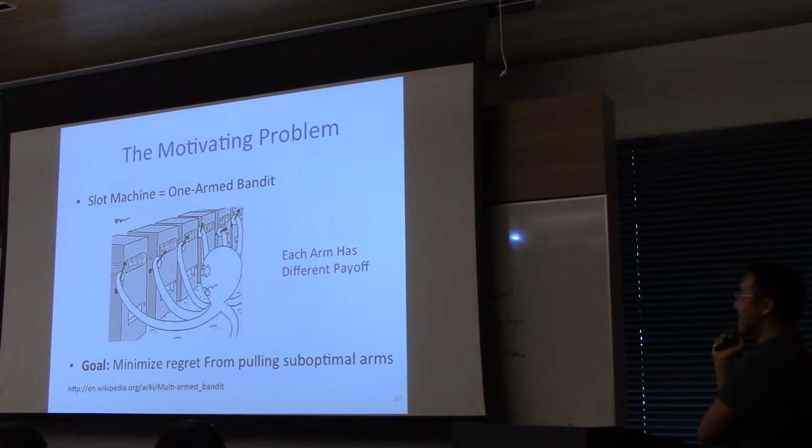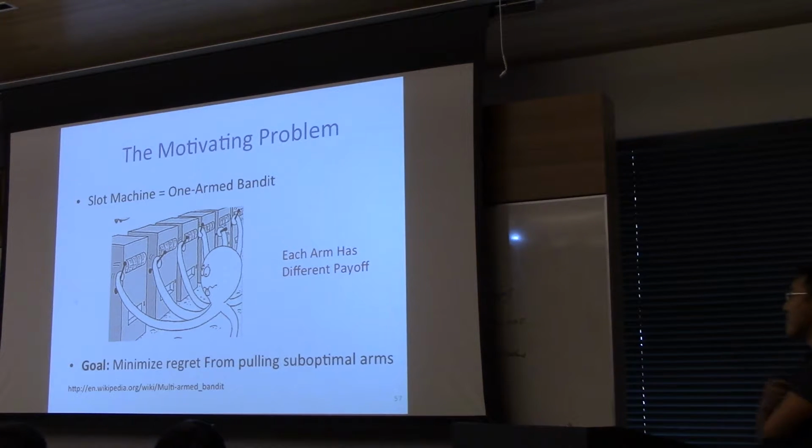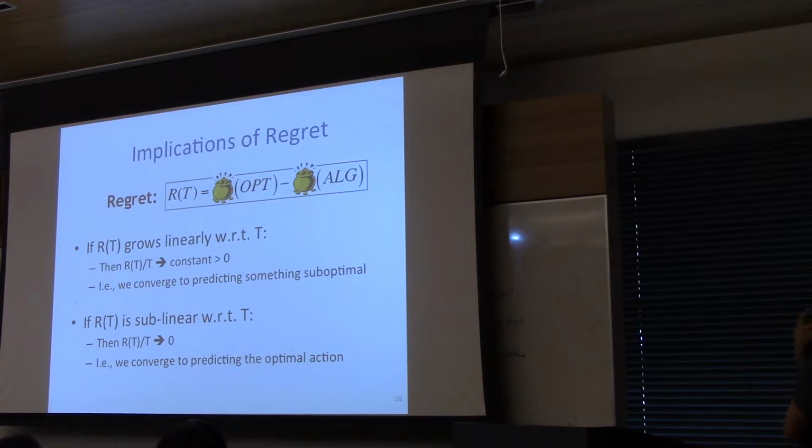Suppose that we have many slot machines. Each arm has a different hidden payoff. And the multi-arm bandit problem is to minimize the regret of pulling slot arms. So you want to lose money as slowly as possible. What are some implications of regret?